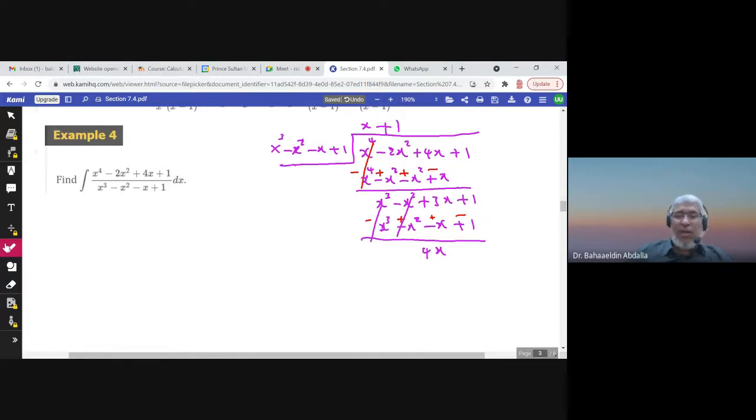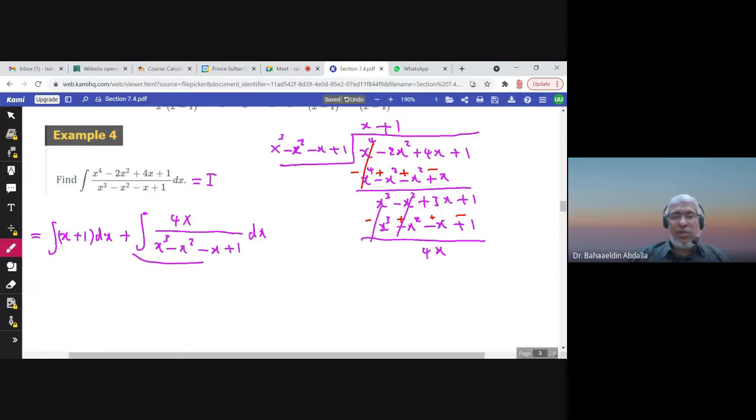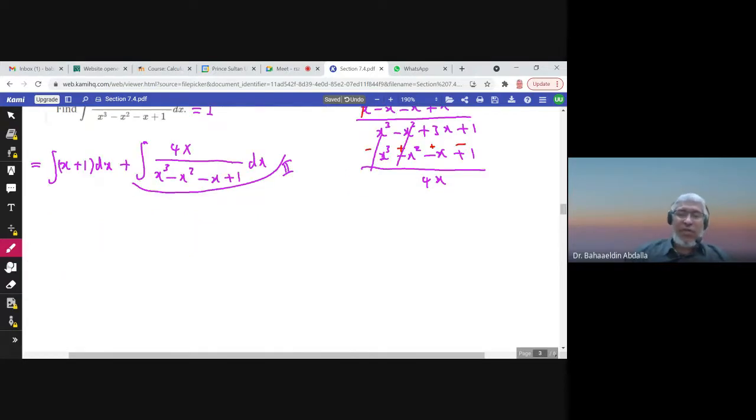Excellent. So I can write this integral as, this is I, okay. I can write it as integral of x plus 1 dx, that's the quotient, plus the remainder, which is 4x over the denominator, x cubed minus x squared minus x plus 1 dx. Now let me call this integral double I. It is easy to find the integral of x plus 1. But now how to find the integral of double I?